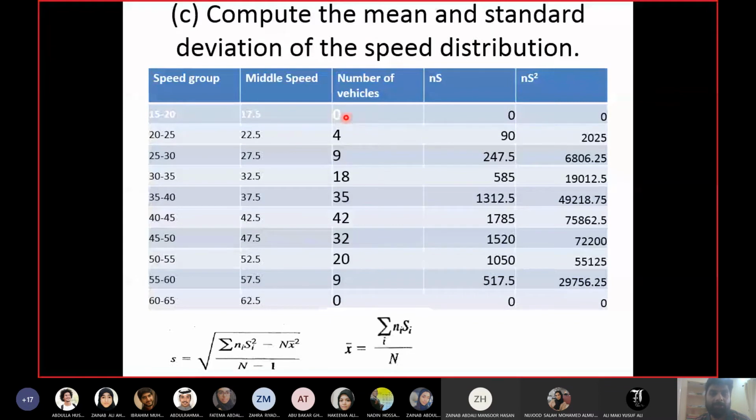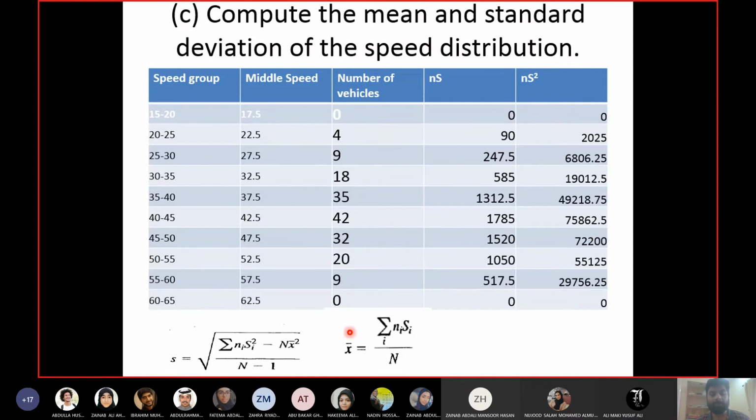You multiply 0 with 17.5, you get n into s. And if you multiply 0 with 17.5 square, you get n into s square. So 4 into 22.5 gives you 90, which is n into s. And 4 into 22.5 square gives you 2025, which is n s square. Okay, what is capital N? Which is the total number of values, which is 169.